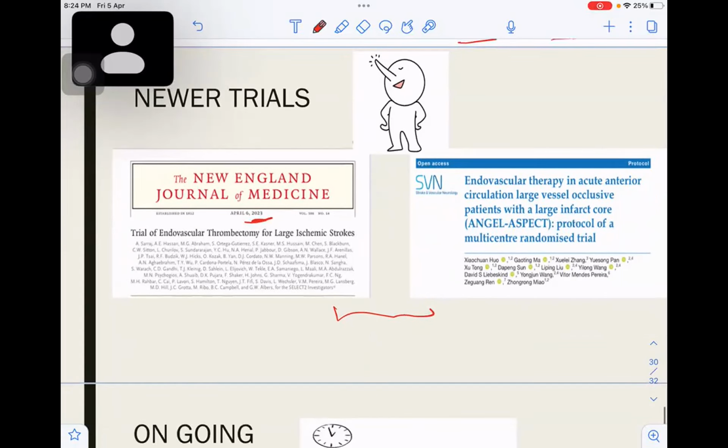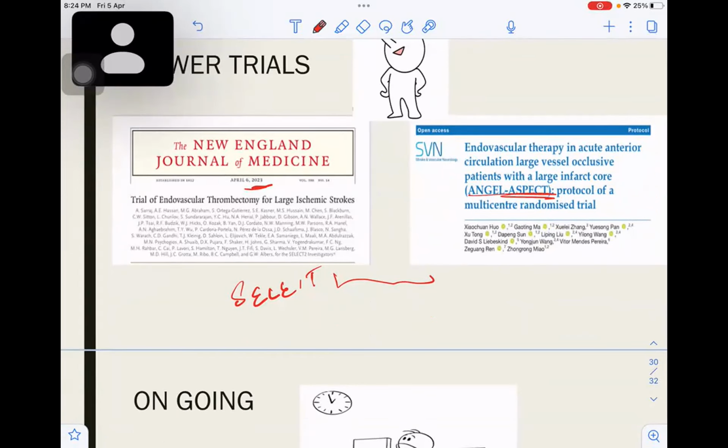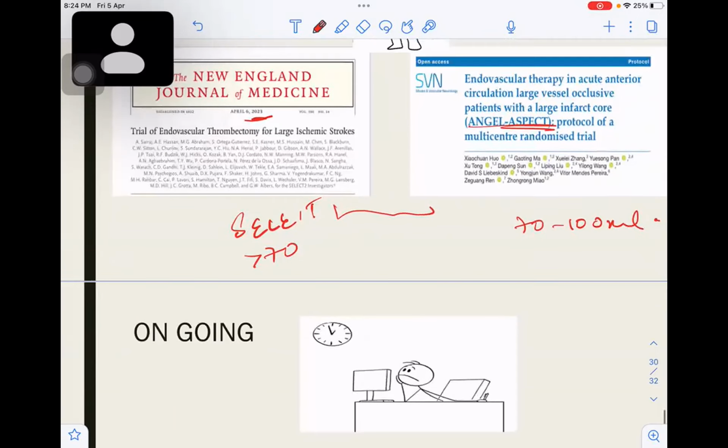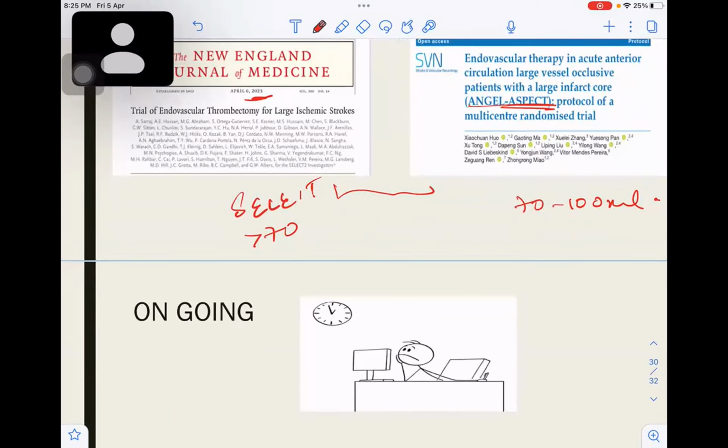But in the SELECT trial and the ANGEL-ASPECT trial, they tried to do something more. That is, they tried to increase the infarct volume to more than 70 ml, about 70 to 100 ml, trying to do mechanical thrombectomy for large ischemic strokes. Both of these trials found that it is very beneficial to do mechanical thrombectomy even for large ischemic strokes having more infarct volume, like more than 70 ml. So this is something that's a new thing.